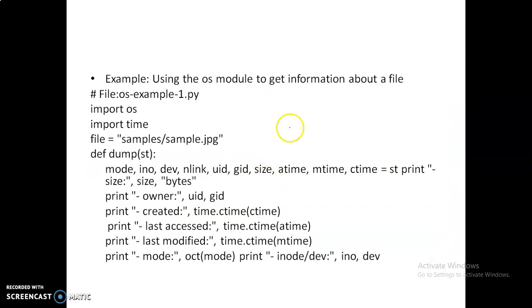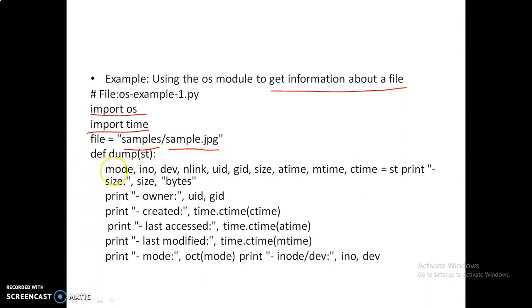Another example: this is to get the information about a file using the OS module. First, import the OS module, and import another package, time. The file name is samples. Within the samples directory, we have a file sample.jpg, and here we are writing a function.